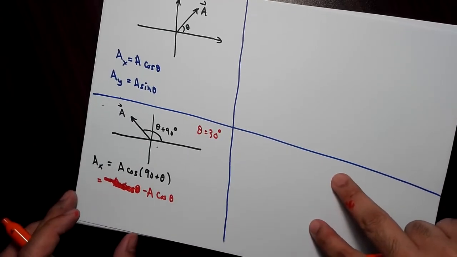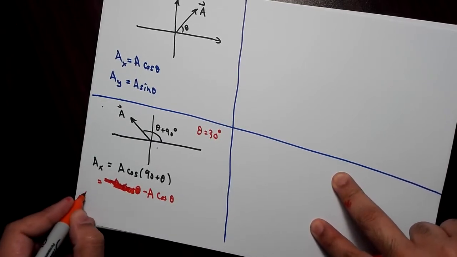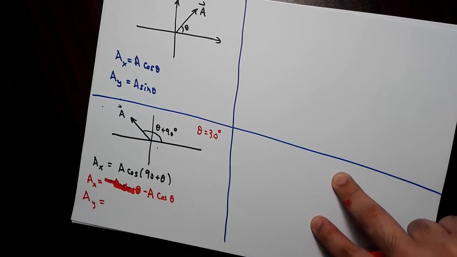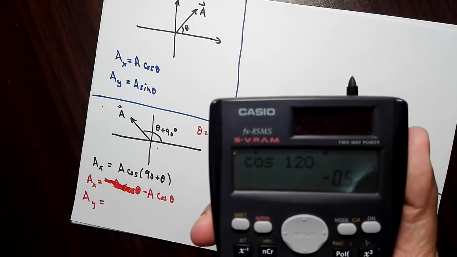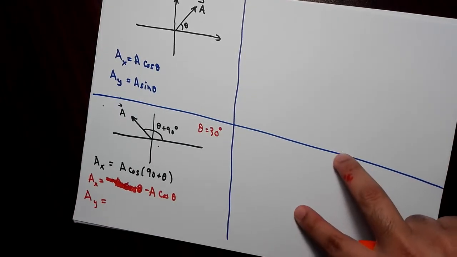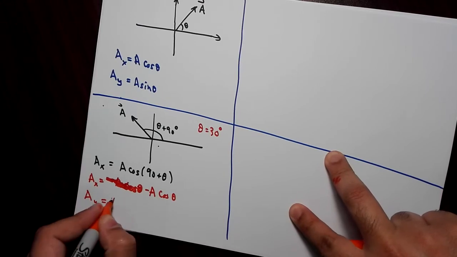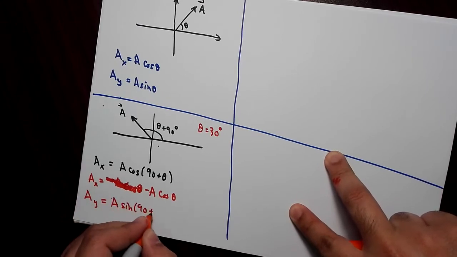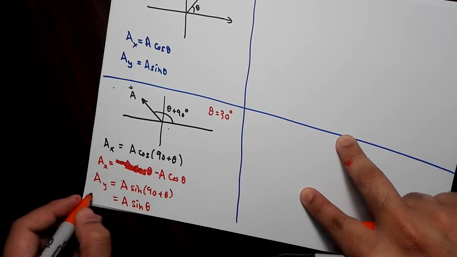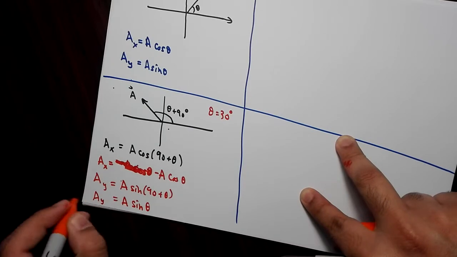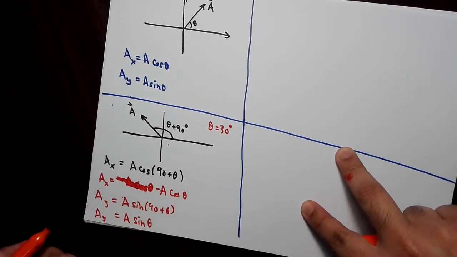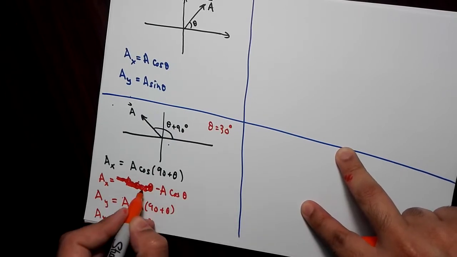Okay, so AY again is, so this was your AX, and AY is, sine of 120. You can see sine of 120 will still be positive. So then AY is still a sine of 90 plus theta, which is still A sine theta. Okay. So again, you can also use the cosine of A plus B to see that this pops out from that equation. Okay, the negative sign.